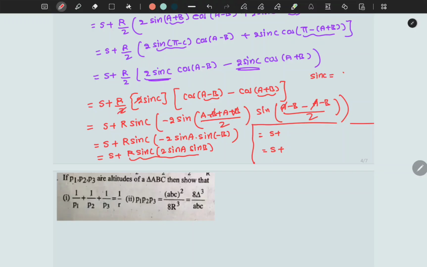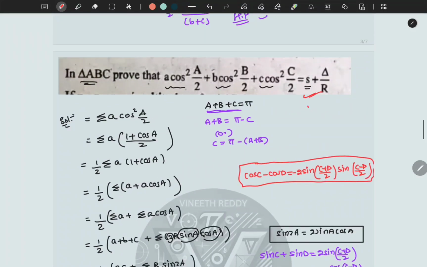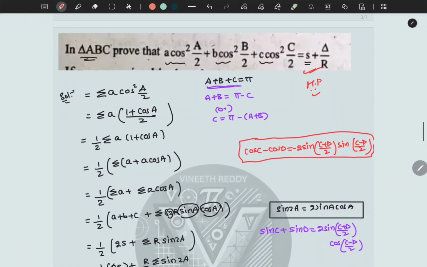See, sin c is equal to c divided by 2r, right? So we have 2r in this step, so let us take 2r outside, and sin c is c by 2r, sin a is a by 2r, and sin b is b by 2r, right? So this 2r and this 2r get cancelled, ultimately we get abc by 4r square, right? And what is abc? abc is 4r delta, dear students. So ultimately we get, I think, (s plus delta) divided by r, right? So that's what we have to prove. That's it, hence proved.